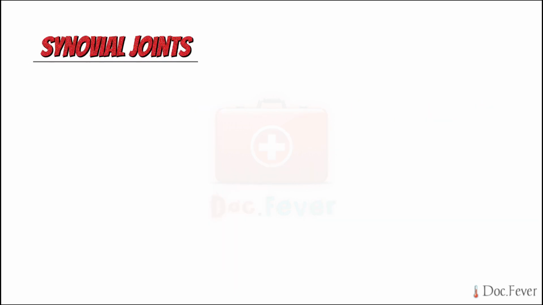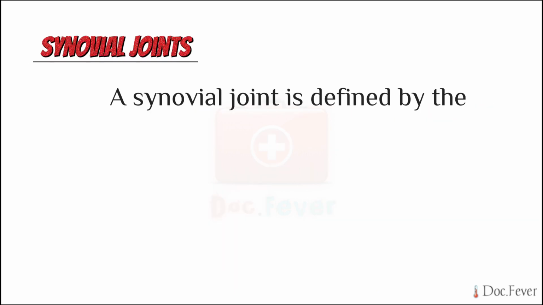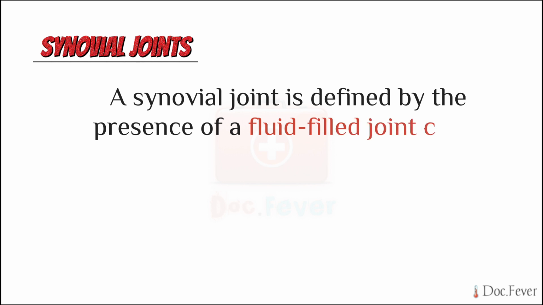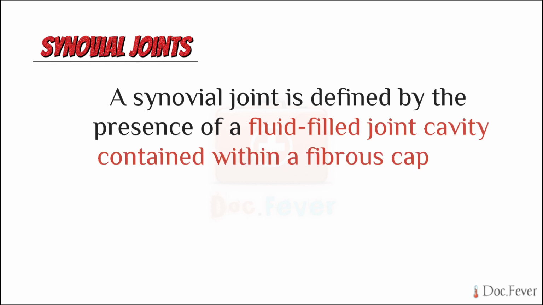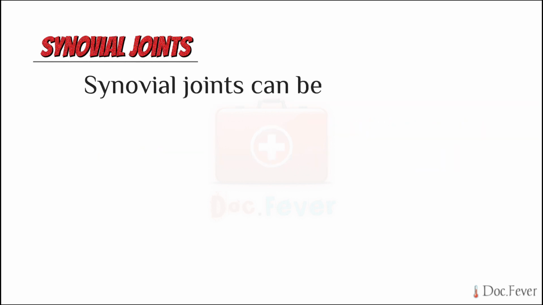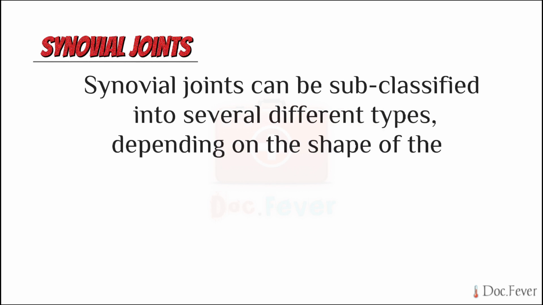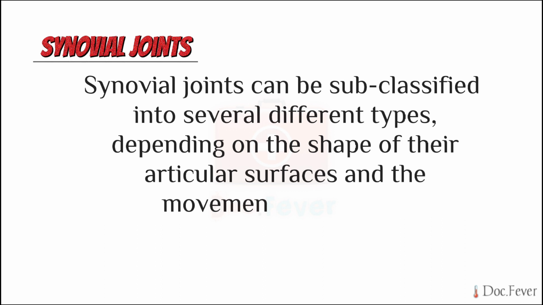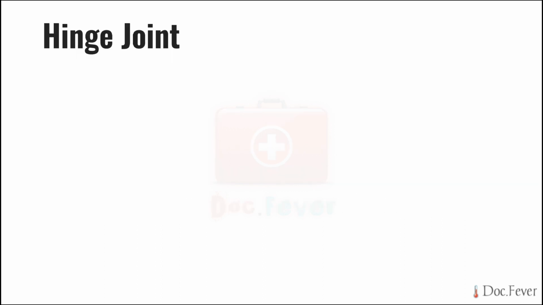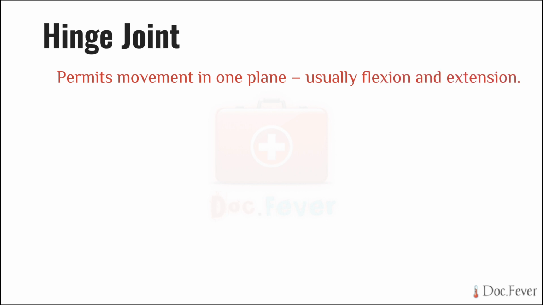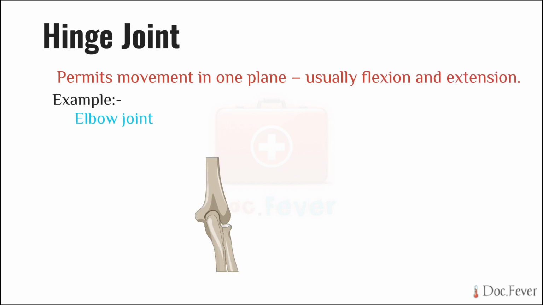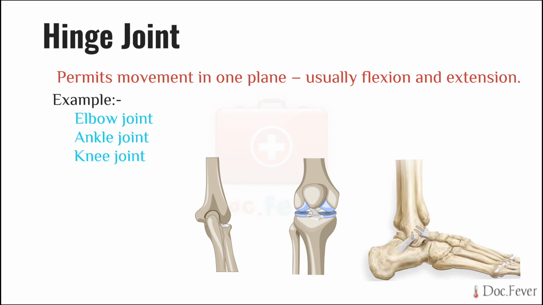Synovial joints. A synovial joint is defined by the presence of a fluid-filled joint cavity contained within a fibrous capsule. Synovial joints can be subclassified into several different types, depending on the shape of their articular surfaces and the movements permitted. Hinge joint permits movement in one plane, usually flexion and extension. Examples: elbow joint, ankle joint, knee joint.